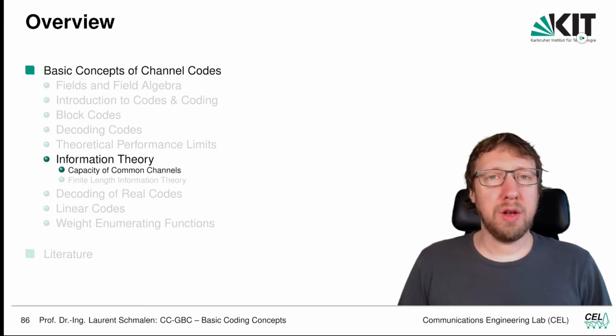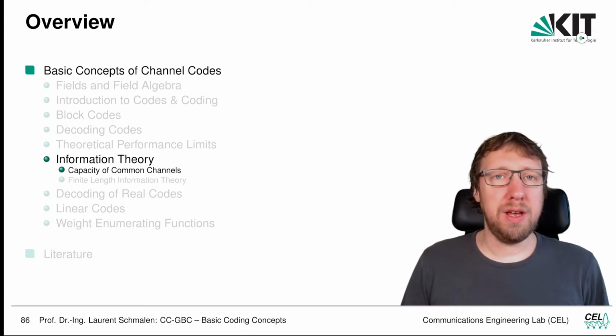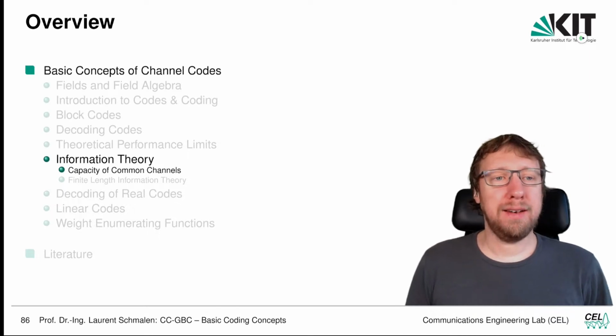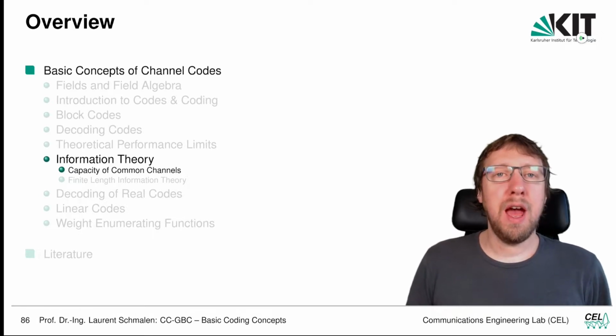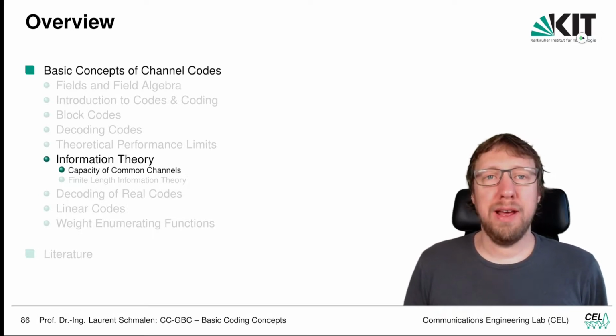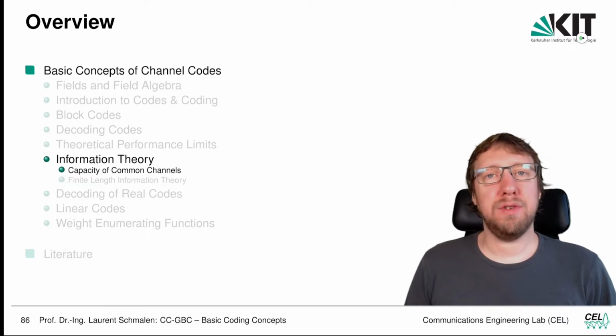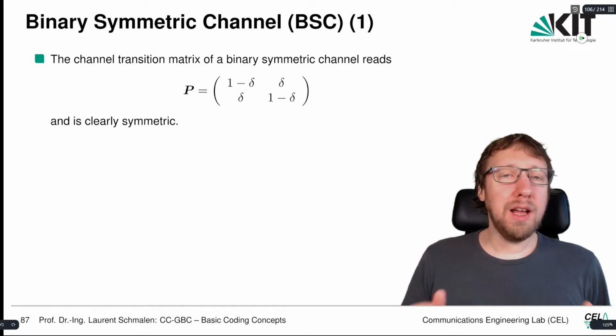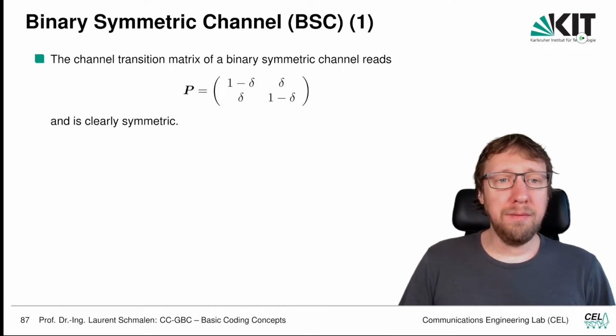So after this very quick introduction to information theory and the concept of channel capacity, we are now looking at the few channel models that we have encountered in the first chapter. And then we're going to calculate and derive the capacity of those channel models. So we start with the binary symmetric channel.